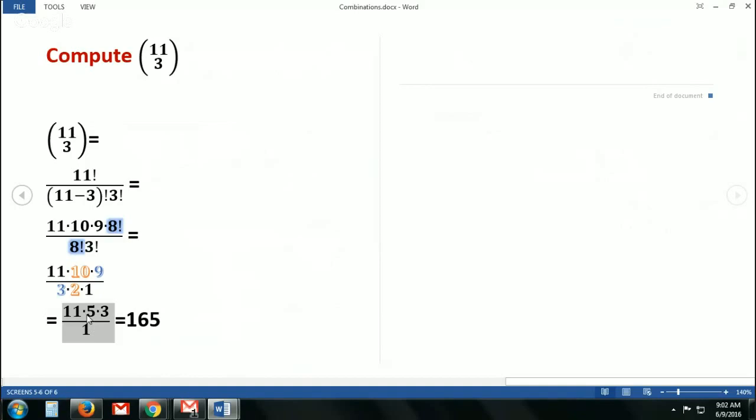11 times 5 is 55. Times 3 is 165. So if you had 11 objects and you wanted to pick 3 of them out of the 11, there are 165 different ways that you can make this happen. To compute a combination, we do N factorial over N minus R factorial times R factorial.